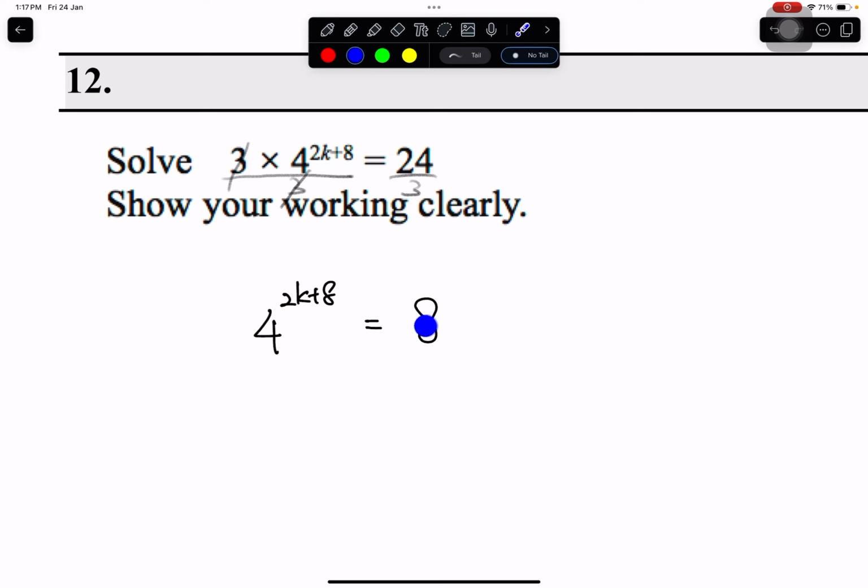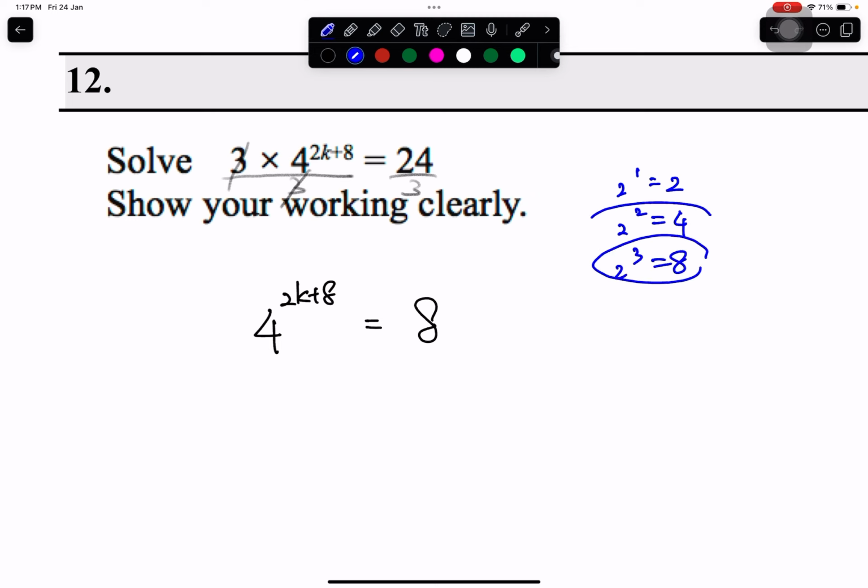No, because we are learning about the exponents, we need to think about what is common for them. This is a 4, this is an 8. They are both exponents of 2, right? Because 2 to the power of 1 is 2, 2 to the power of 2 is 4, 2 to the power of 3 is 8. So we could have used these two.